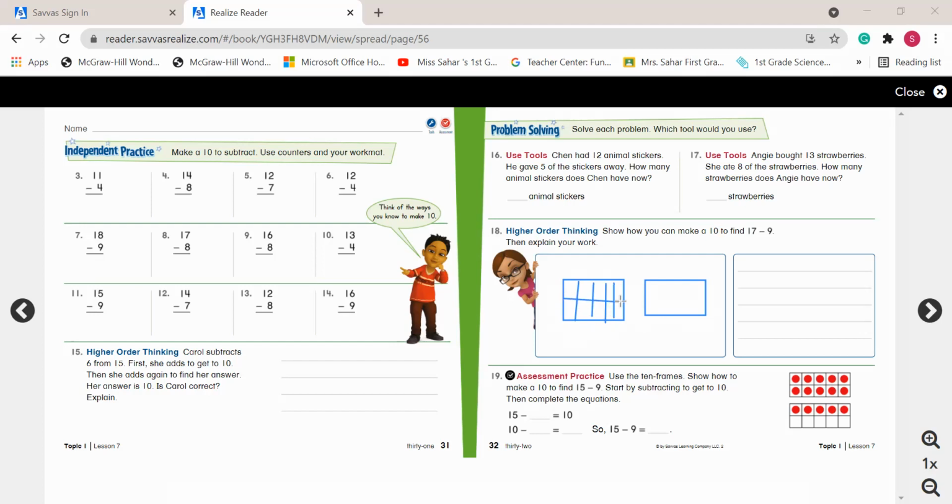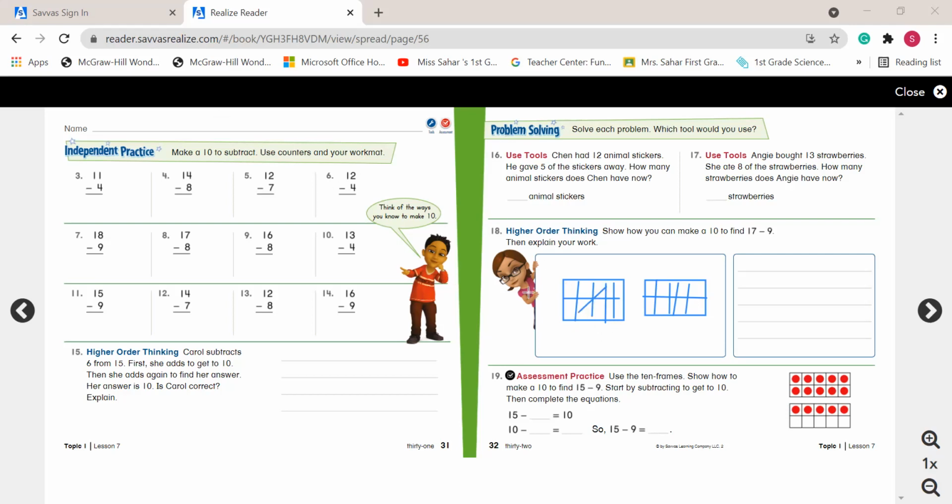And yeah, go like this, do the same. I know you will do a better job than me. Okay, this is your 10 frame. So what are you gonna do? You're gonna start at 9. So you're gonna add 1 more to make 1 ten frame.